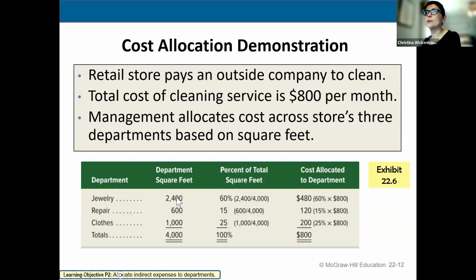So I have 2,400 square feet in jewelry, 600 in repair department, and 1,000 in clothes. And if I add those up, it's 4,000. So I'm just taking the jewelry department, the 2,400 divided by the total, it gives me 60%. 600 divided by the total gives me 15%, and 1,000 divided by 4,000 gives me 25%. So this is how I'm going to allocate the cost. So I take that percentage times the cost, which is 800, and I'm going to allocate 480 to jewelry and 120 to repair, and then $200 to clothing.